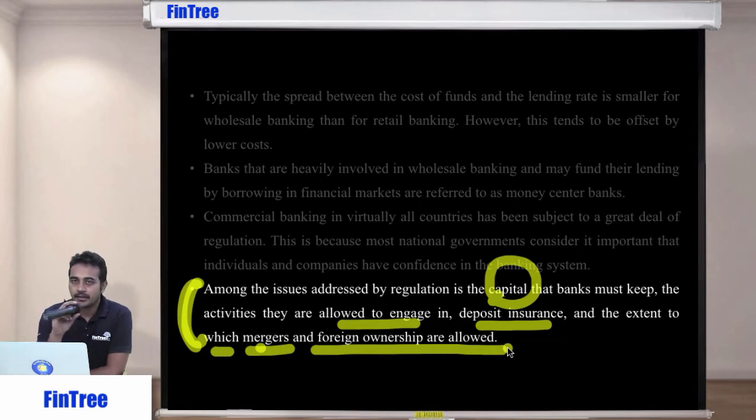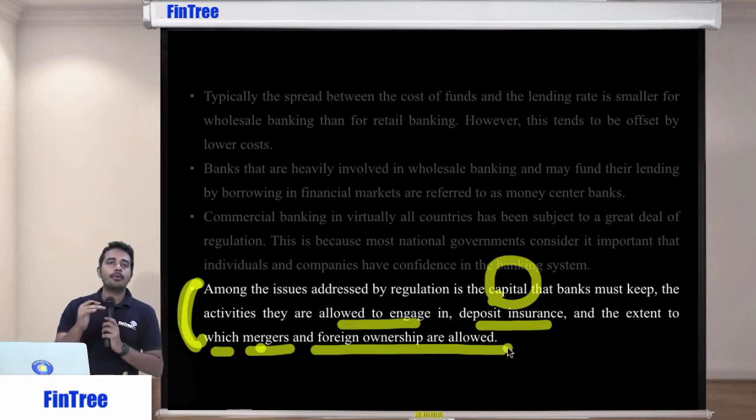Number one is capital. 20-30% of your FRM Part 2 is focused on capital requirements of banks. What amount of capital is required for operational risk, what amount for market risk, what amount for credit risk, whether subordinated debt should be classified as capital, different definitions of capital. Right now you just need to know that there are a lot of regulations on capital.